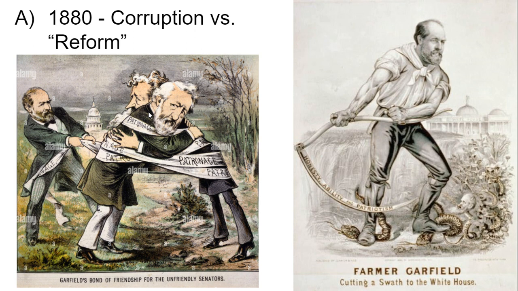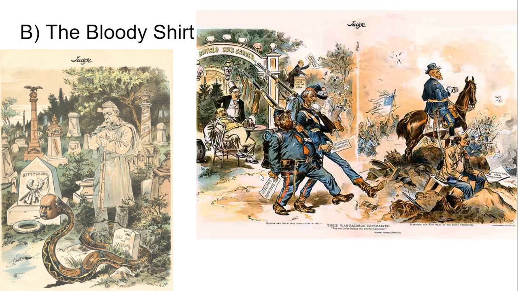He was able to bring together the two main branches of the party, Roscoe Conkling and his stalwarts, and James Blaine and his half-breeds. And he's going to challenge the status quo by pushing back against this patronage system, vowing to push for reform. Here we see an incredibly swole Farmer Garfield cutting a swath to the White House with his sigh of honesty, ability, and patriotism.